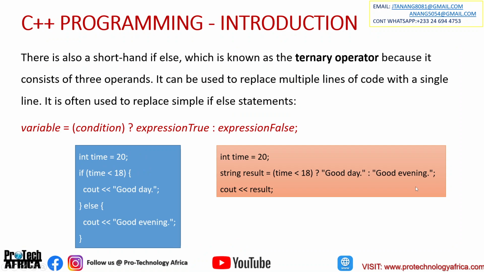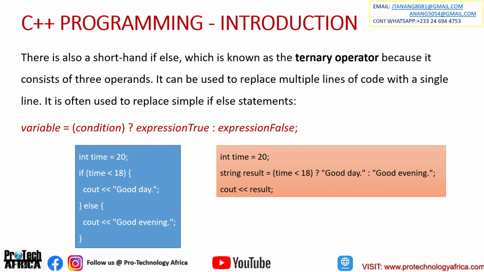And then we can move on. It says there is also a shorthand if-else, which is known as the ternary operator because it consists of 3 operands. It can be used to replace multiple lines of code with a single line. It is often used to replace simple if-else statements. So let's look at the syntax for the ternary operator. We have the variable, the condition, and then there is a question mark over here, the expression if it is true, and then the second expression if it is false.